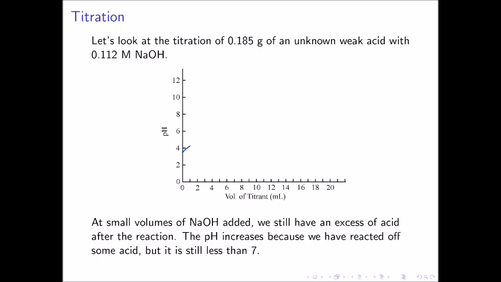In the early stages of the titration, we have added several small volumes of sodium hydroxide. Notice that we still have an excess of acid after each addition. The pH is increasing because we have reacted off some of the acid, but it is still less than 7.